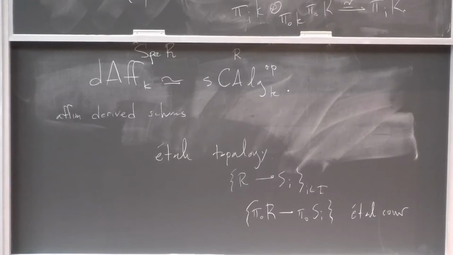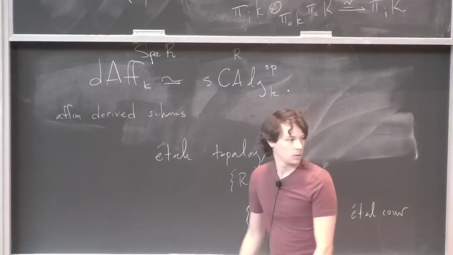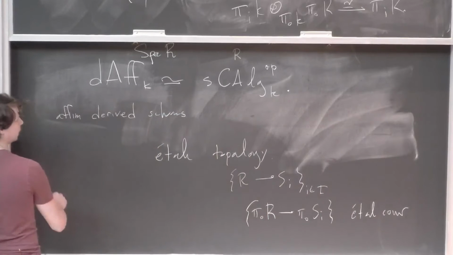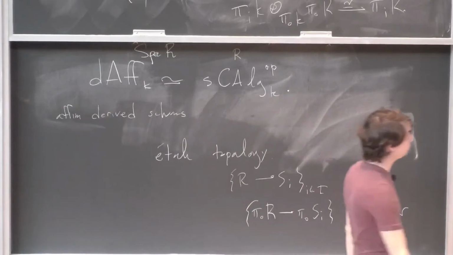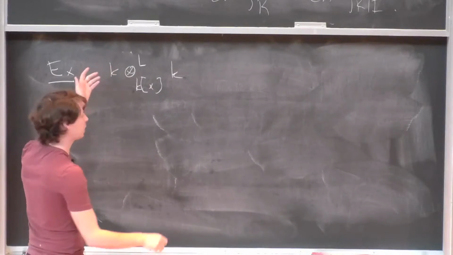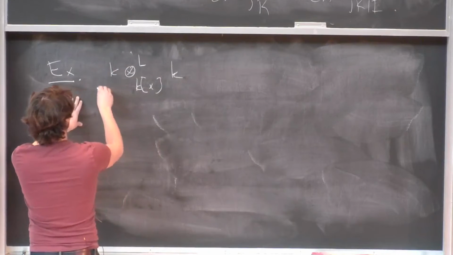Yes, so the question is, what's an example of a simplicial commutative ring? The easiest one, I think I said this last time: let x go to 0 here, and instead of taking the ordinary tensor product, let's take the derived tensor product. So this is a ring.